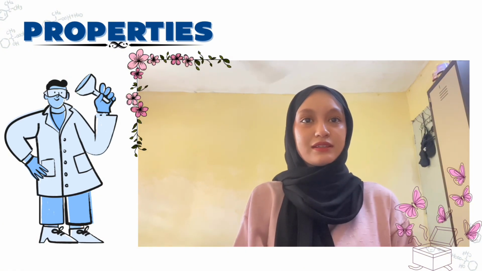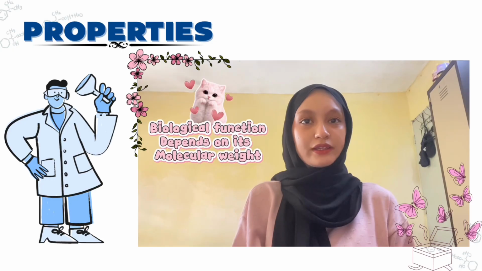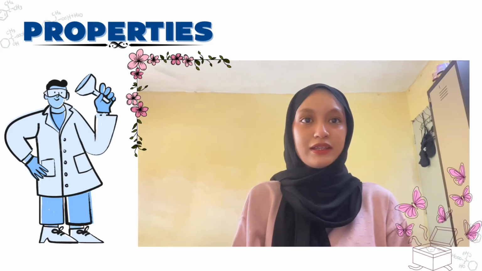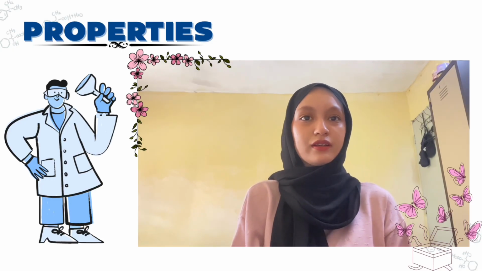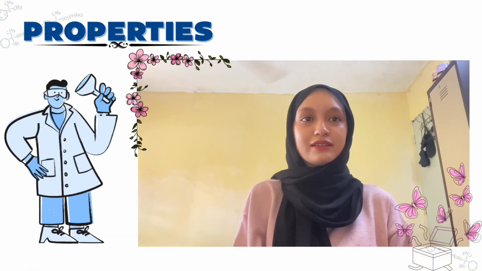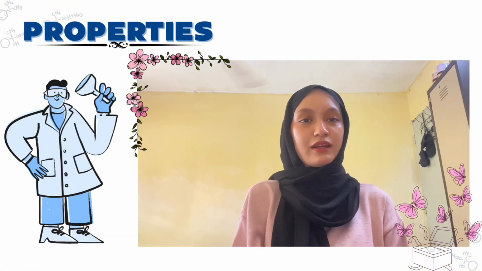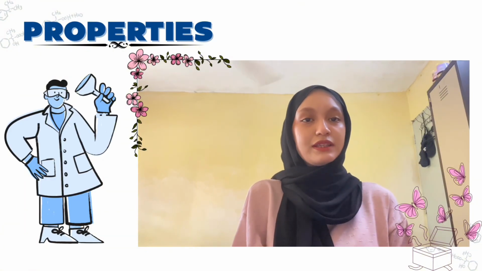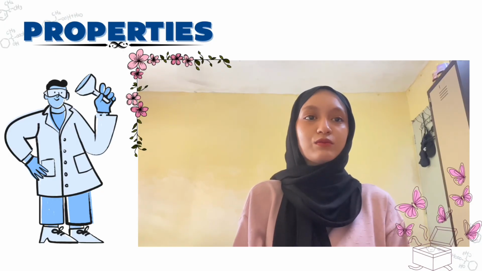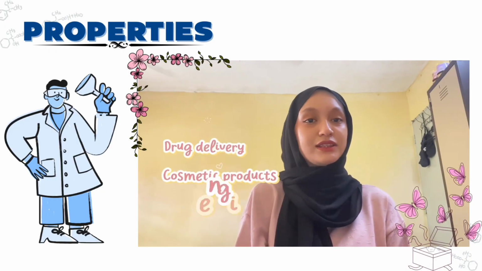Another interesting property is that its biological function depends on its molecular weight. High molecular weight hyaluronic acid mainly provides hydration and forms a protective barrier, while low molecular weight hyaluronic acid can penetrate deeper into tissues and support cell repair and wound healing. These unique properties explain why hyaluronic acid is widely used in wound healing, drug delivery, cosmetic products, and tissue engineering.